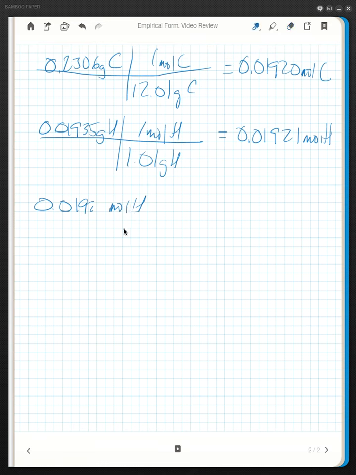I was looking at one thing and writing another. 1 moles of hydrogen divided by 0.01920 moles of carbon. Now, basically, it's an empirical formula. You want this to be as close to a whole number as possible.